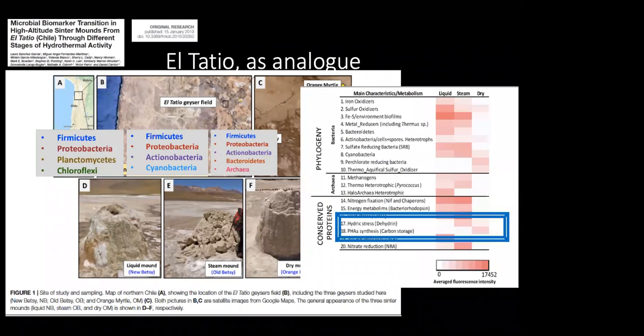They could find, for instance, that if you look at this color coding on the right side, on the dry column, you would find what is very present in the dry mound. And I want you to pay attention to that one. The one on the right tells you that you can find proteins after some time in this dry structure that indicate that whoever was living there survived hydric stress and also had some synthesis for carbon storage.